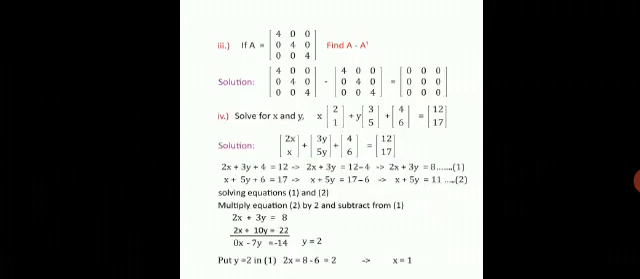Now we will see the third sum, that is if A is given, equal to 4 0 0 in the first row, 0 4 0 in the second row, 0 0 4 in the third row. So find A minus A dash. Solution for this. Which type of matrix is it, students? Is this a diagonal matrix? Yes. So after interchanging, A dash, we get the same matrix again.